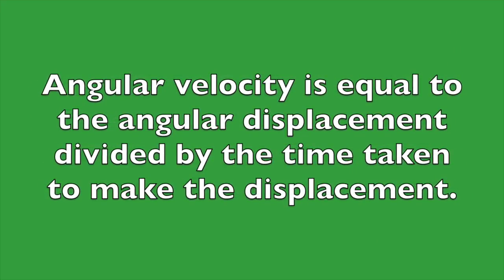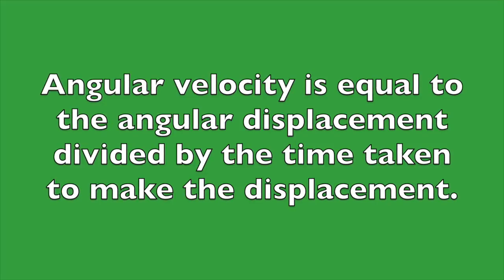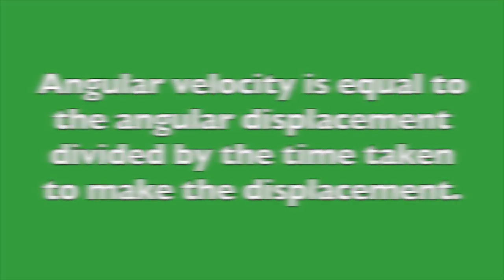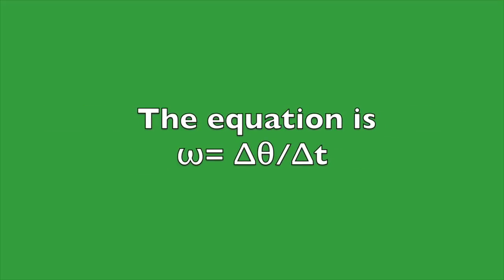Angular velocity is equal to the angular displacement divided by the time taken to make the displacement. This is represented by the Greek letter omega. The equation is angular velocity is equal to the change in theta, which is angular displacement, divided by the change in t, which is time.